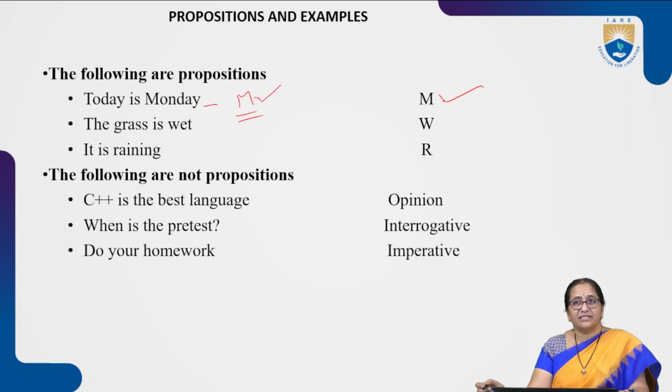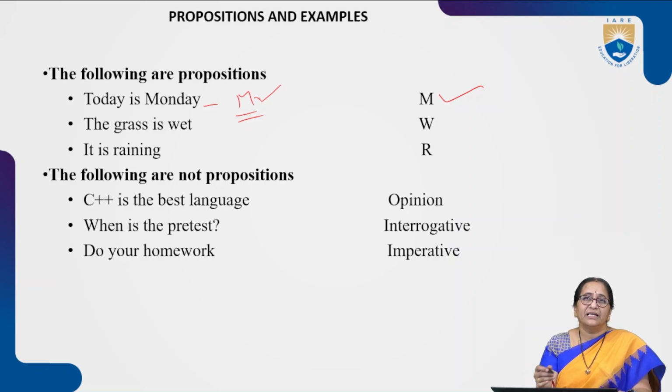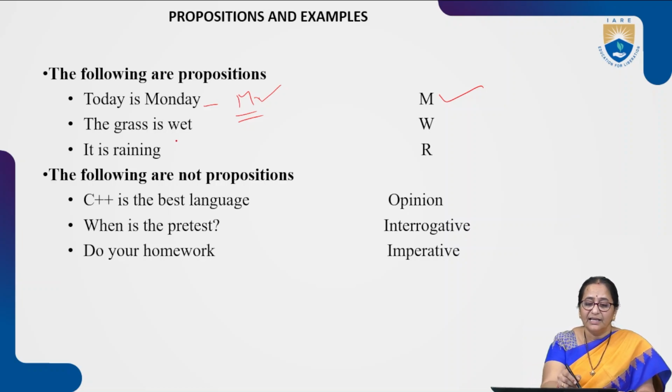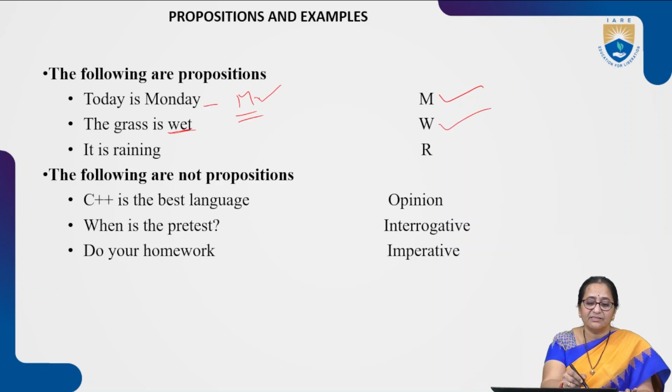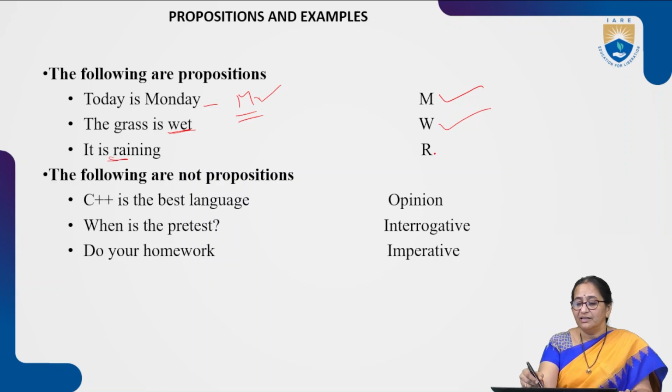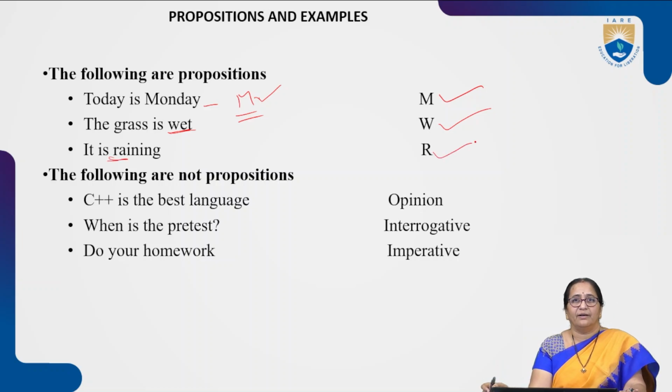The grass is wet. Yes, we declared it. We don't know whether it is wet or not, but we declared one sentence. The word at the beginning is wet, so that sentence is W. It is raining. Yes, here we have raining, R, so we are representing it with R.